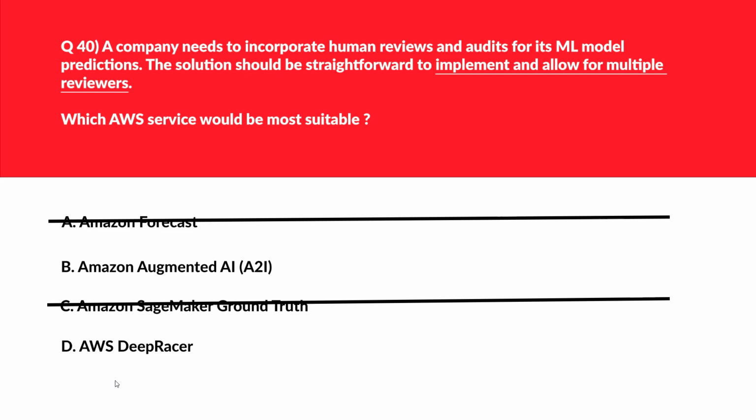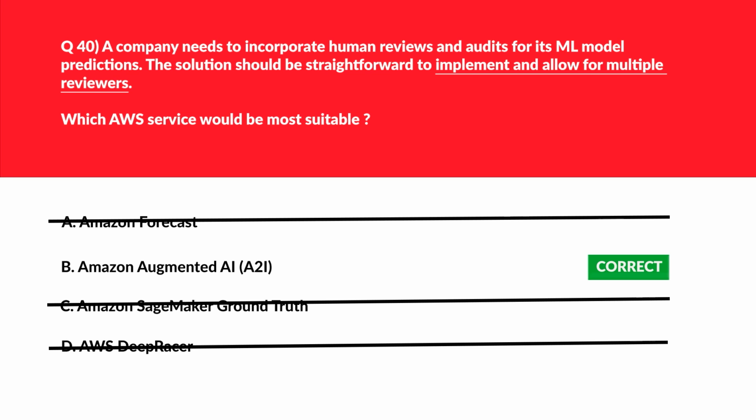Let's move to option D. D says AWS DeepRacer. AWS DeepRacer is designed for reinforcement learning, not for human reviews and audits of machine learning predictions. That being said, DeepRacer is out. We are left with A2I and it is the correct answer.